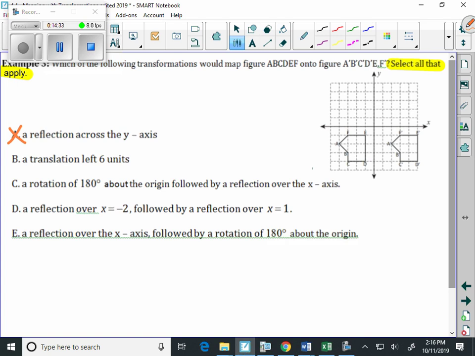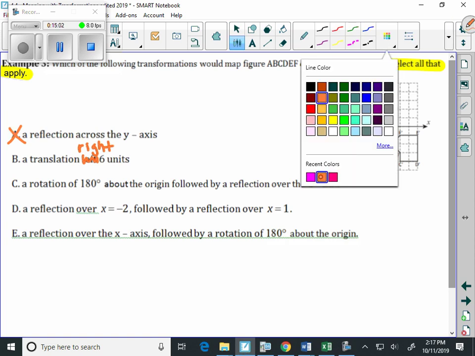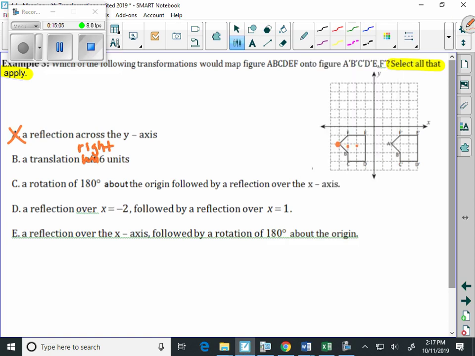So now we're on letter B. A translation left 6 units. If we start with A, 1, 2, 3, 4, 5, 6. And I went the wrong direction. But I should say that I really wanted this to be a right 6. So I'll try that one more time. We're going to go from here, 1, 2, 3, 4, 5, 6. Lands on A. But remember, the OST can be tricky.